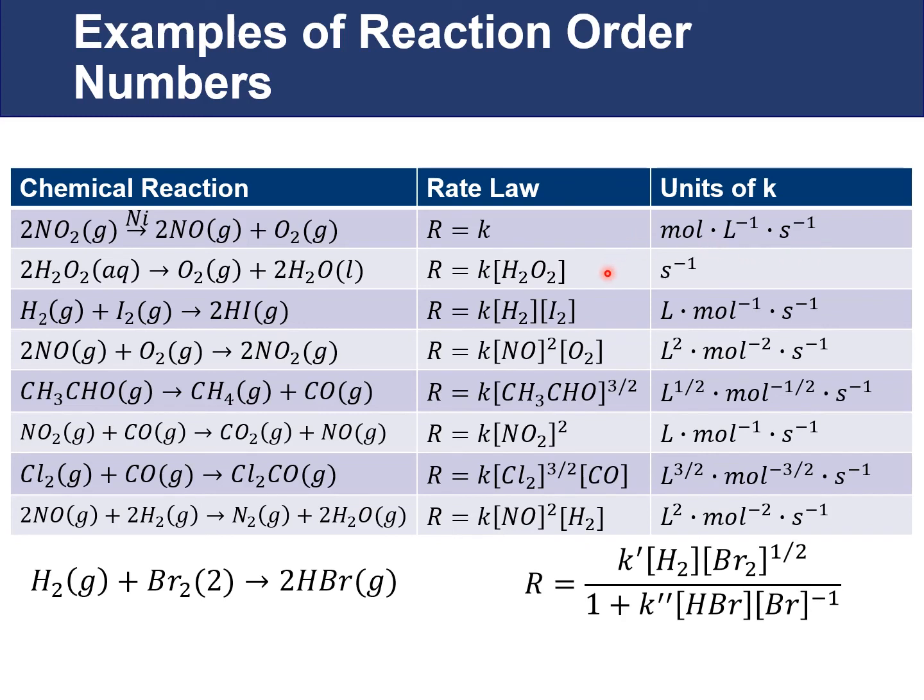For our next example, this is where the order would be equal to 1, so a first order reaction. You can see that here we actually have 2 hydrogen peroxide going to oxygen plus water.